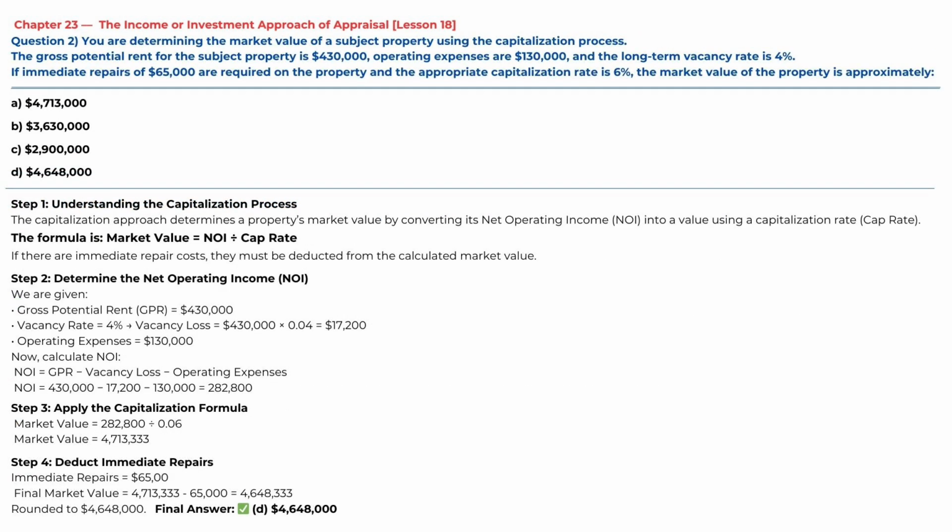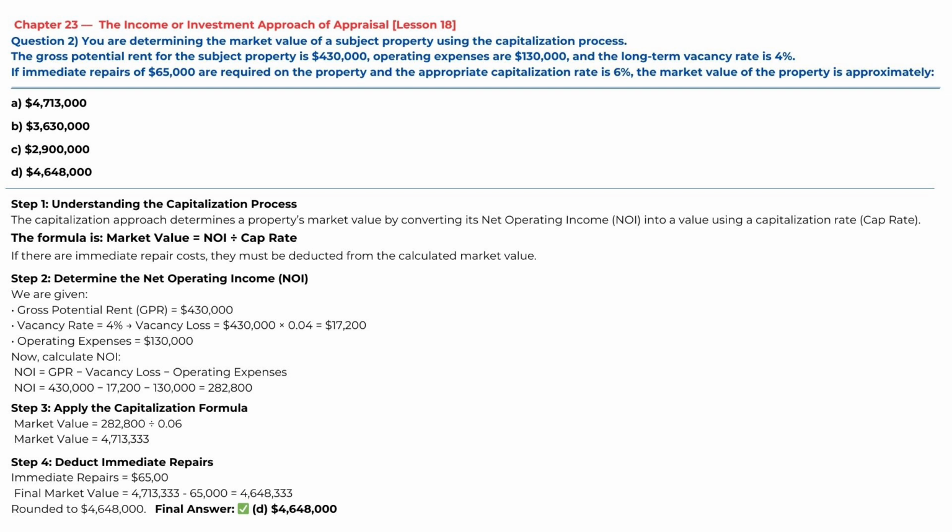Question 2. You are determining the market value of a subject property using the capitalization process. The gross potential rent for the subject property is $430,000, operating expenses are $130,000, and the long-term vacancy rate is 4%. If immediate repairs of $65,000 are required on the property and the appropriate capitalization rate is 6%, the market value of the property is approximately.